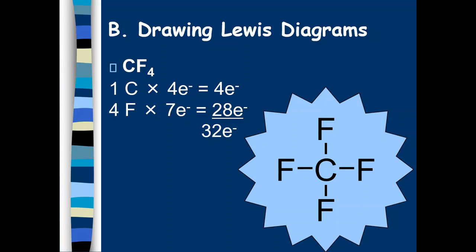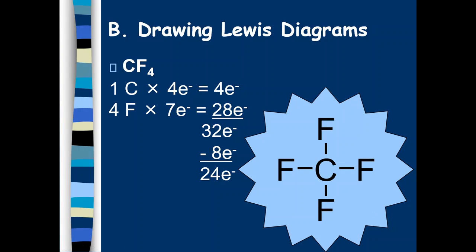So we've drawn 4 bonds, and each bond represents 2 electrons. So we've used up 2, 4, 6, 8 of the 32 electrons we started with. If we subtract those 8 electrons from the 32 electrons, we have 24 electrons left to add to our Lewis diagram.